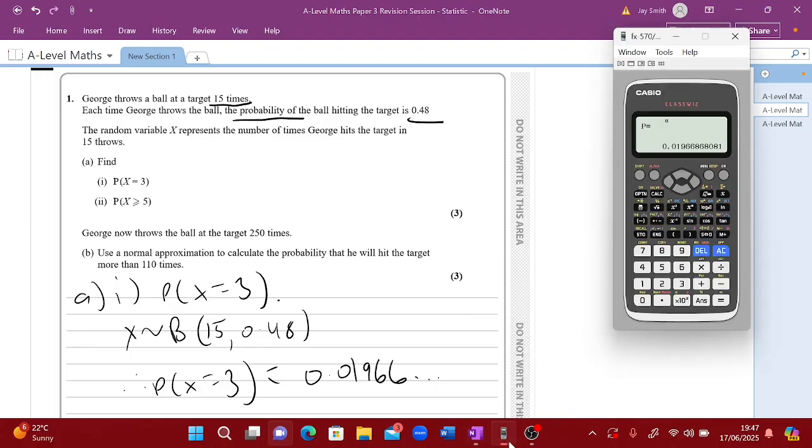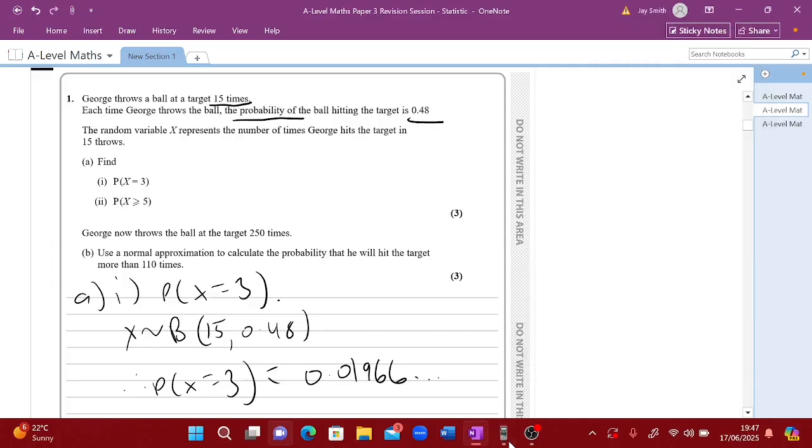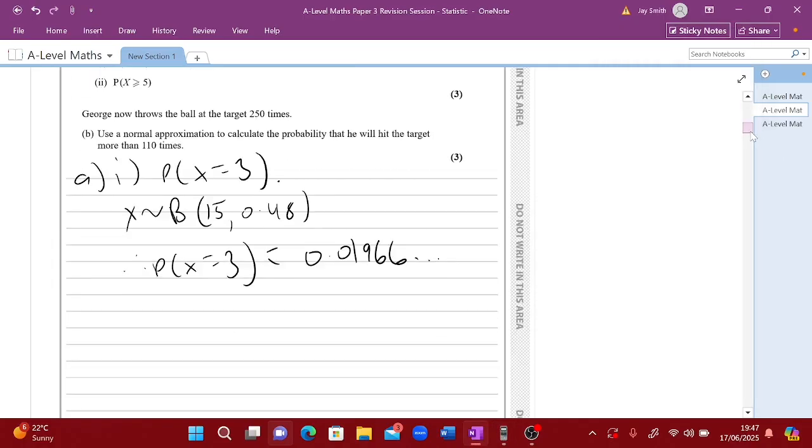And yeah, it doesn't say to round or anything. But you can just give it to like 4 decimal places or something like that. They're not too fussy with the rounding. And then for part 2, it says probability x greater than or equal to 5.